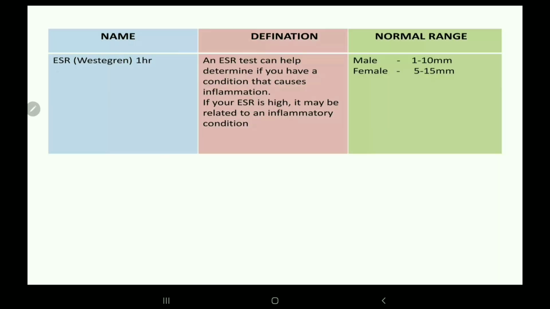The next parameter is ESR. It is also called erythrocyte sedimentation rate. Now, an ESR test can help determine if you have a condition that causes inflammation. So, if your ESR is high, it may be related to an inflammatory condition. The normal range of the ESR for male and female are different. For male, it is between 1 to 10 mm, and for female, it is between 5 to 15 millimeters.